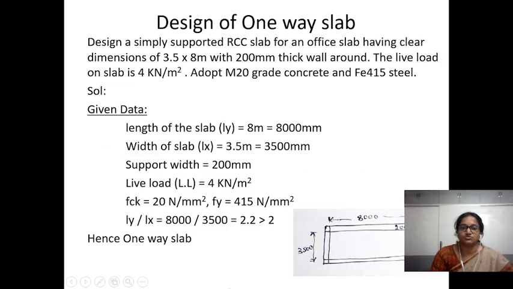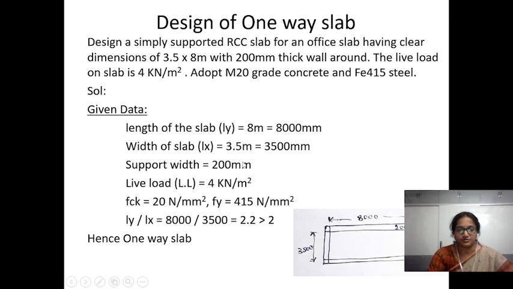Now coming to the example of how to design a one-way slab. Here we are going to discuss the design of an office slab having clear span dimensions of 3.5 by 8 meters, with 200 mm thick walls around the office room. The live load on the slab is given as 4 kN per meter square, and M20 grade concrete and Fe415 steel are adopted for this example.